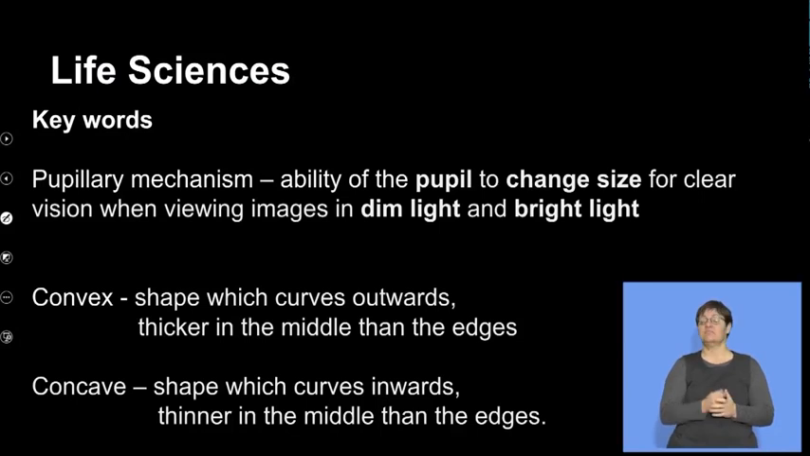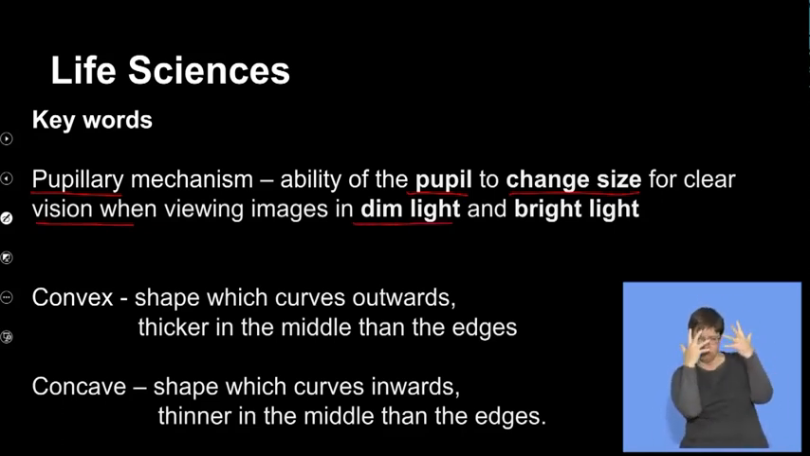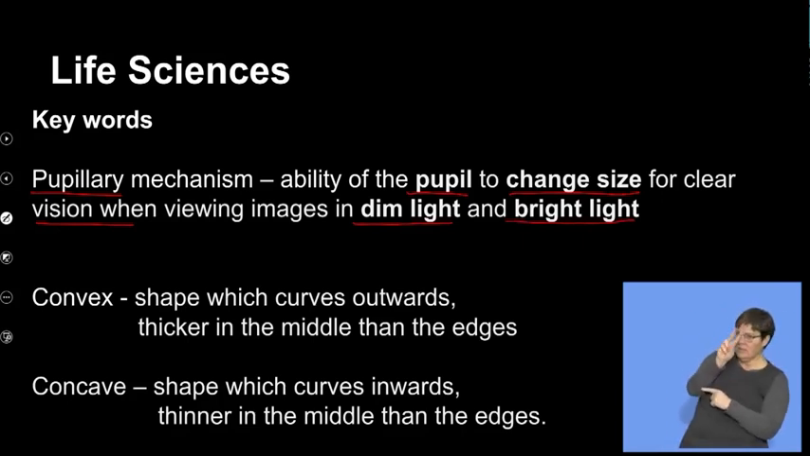Then the key words here, we've got pupillary mechanism. You remember, it has to do with the pupil. So here, pupillary mechanism is the ability of the pupil to change size for clear vision when viewing an image in dim light and an image in bright light.